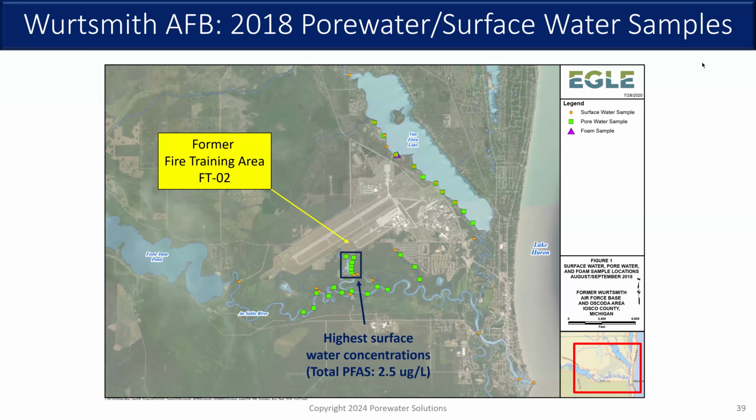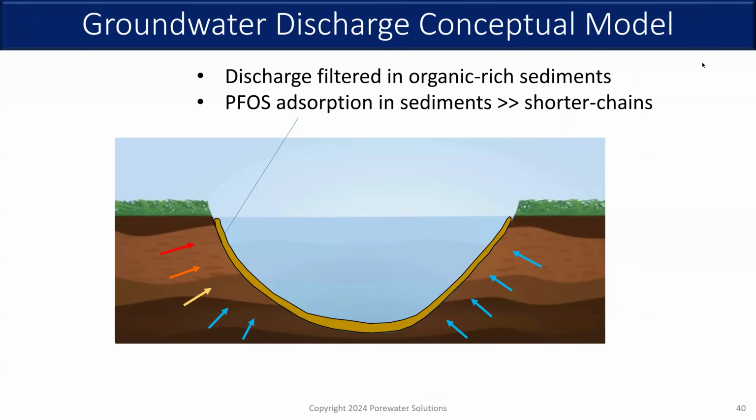And we're looking at the former fire training area, FTO2, and a downgrading area in terms of groundwater pathway. We see some green symbols where they collected pore water and some orange symbols where they collected surface water samples. So we're going to look at that in a little bit more detail.